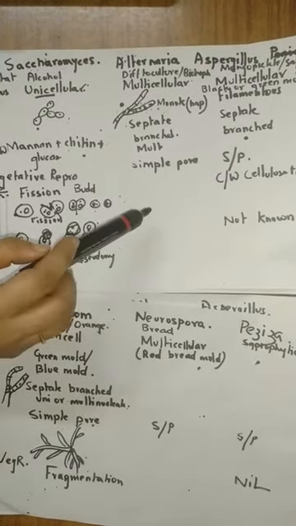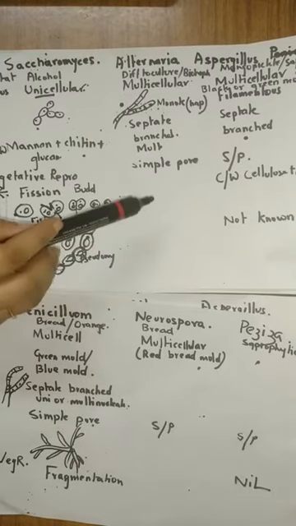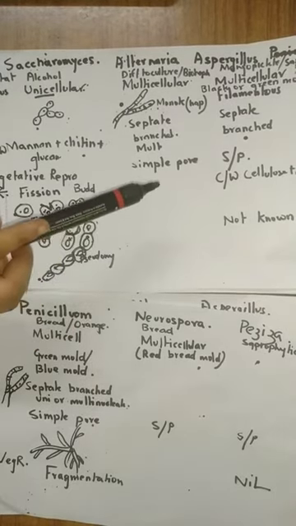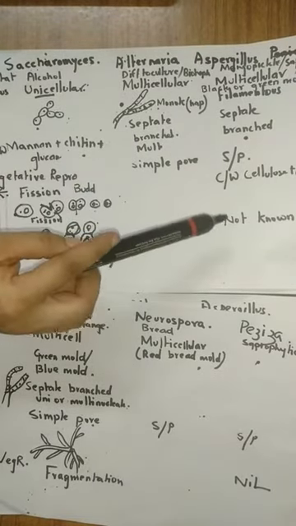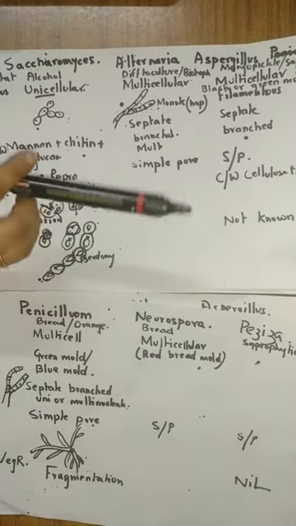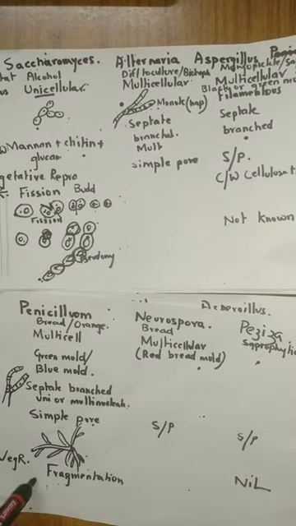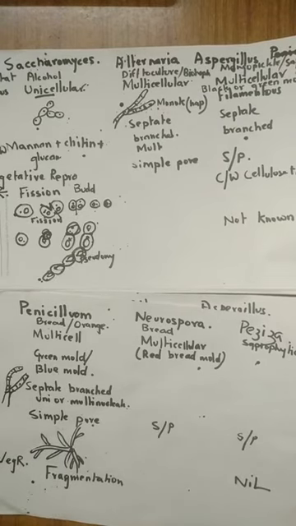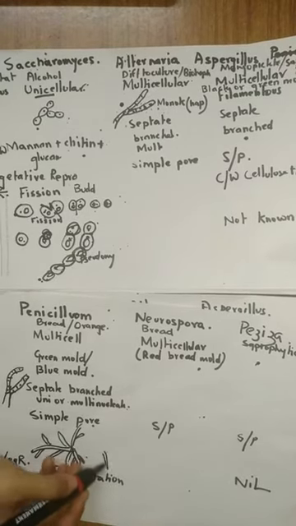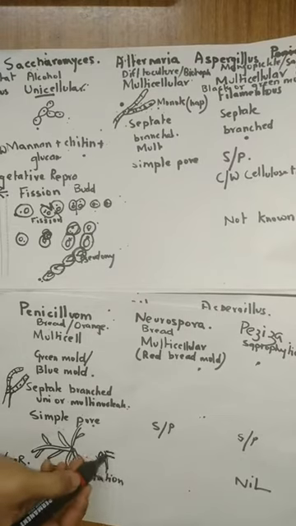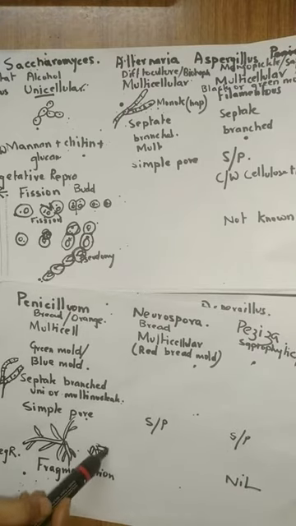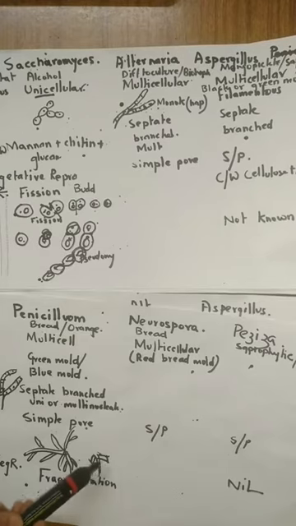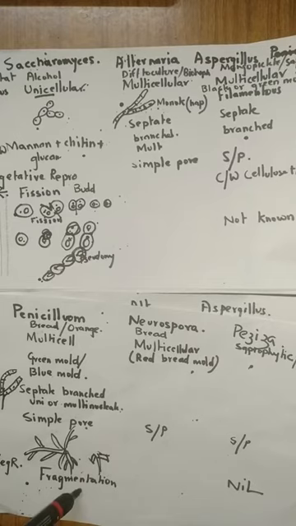Alternaria doesn't show vegetative reproduction, it mainly shows asexual reproduction by means of conidia. Aspergillus is the same. The vegetative reproduction is not that prominent. Only Penicillium here shows fragmentation, that is, the thallus, which is multicellular, breaks into small parts, and from a small portion of the thallus, it regenerates a new thallus. This type of vegetative reproduction is fragmentation.